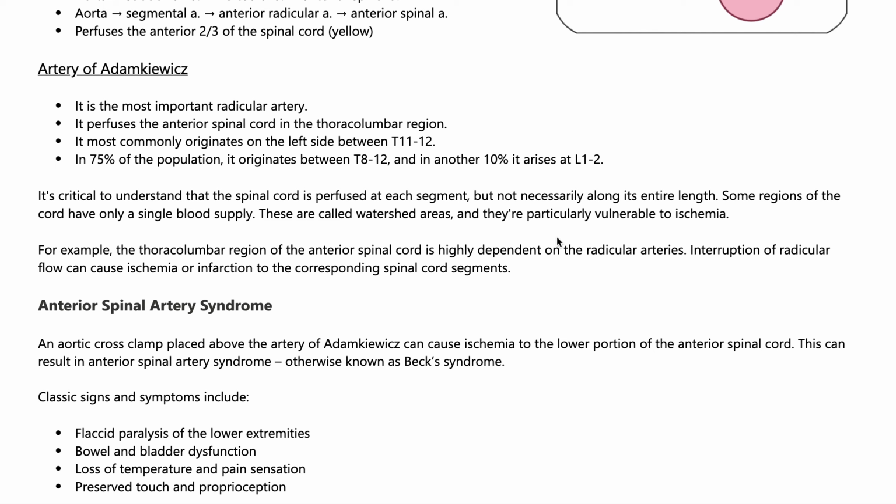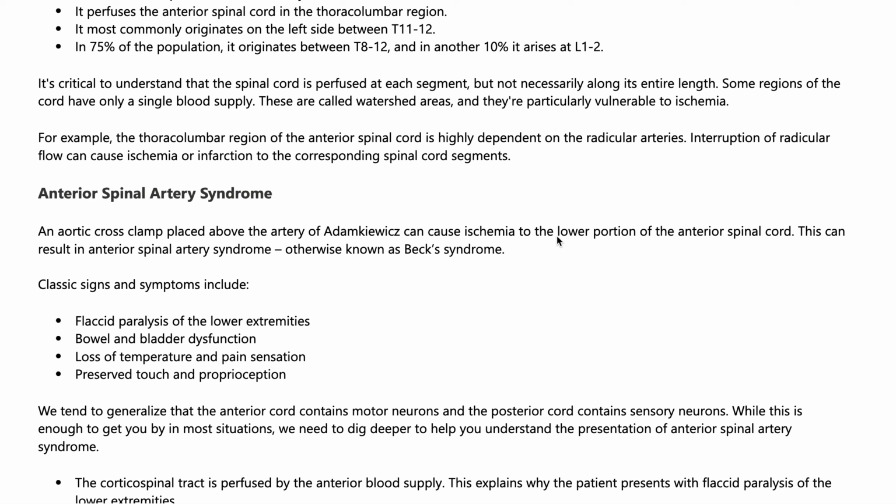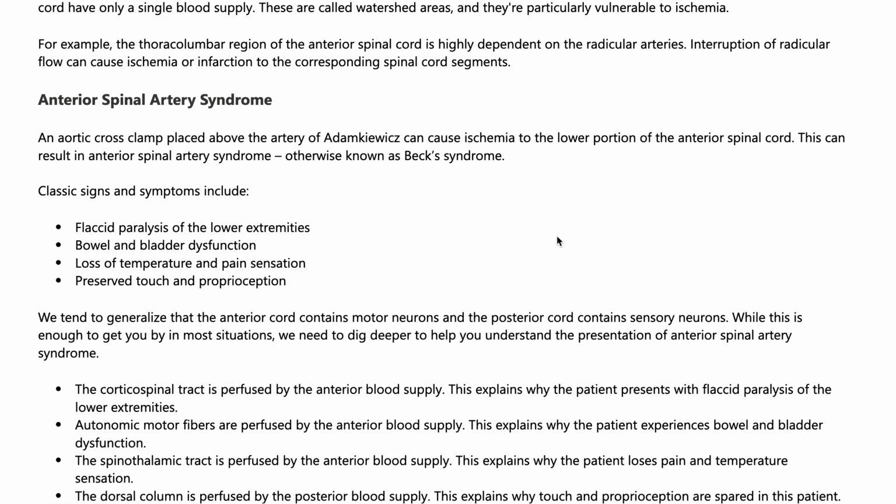Next, we'll talk about anterior spinal artery syndrome. An aortic cross-clamp above the artery of Adamkiewicz can cause ischemia to the lower portion of the anterior spinal cord. This can result in anterior spinal artery syndrome, otherwise known as Beck syndrome. Classic signs and symptoms include flaccid paralysis of the lower extremities, bowel and bladder dysfunction, loss of temperature and pain sensation, and preserved touch and proprioception.